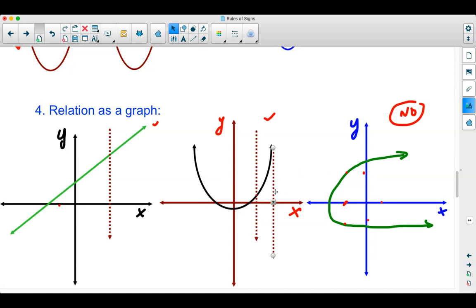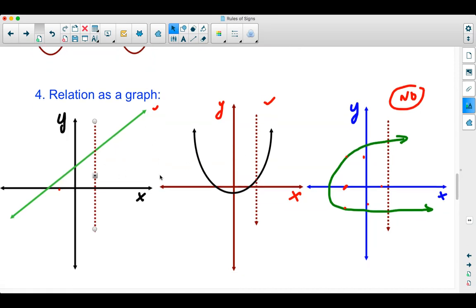Now let's use the vertical line test right here. You can clearly see that this one does not pass the vertical line test because it cuts through the graph more than once, so that's not a function. Right here, both of these pass the vertical line test, as you can see. No matter where I am, it only crosses the graph once. So this is how the vertical line test works.